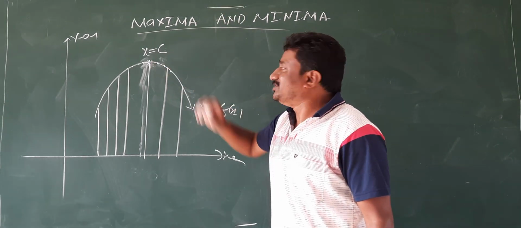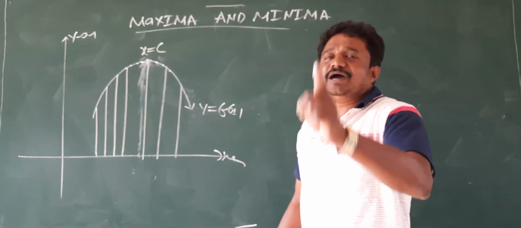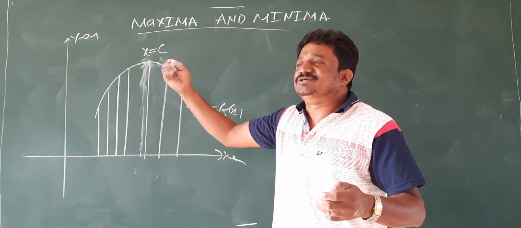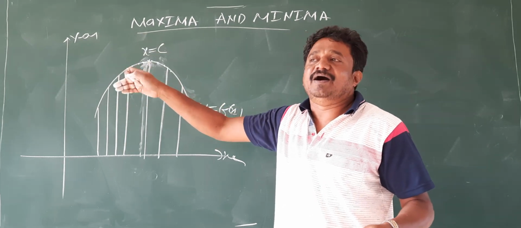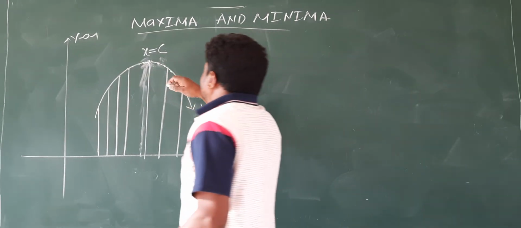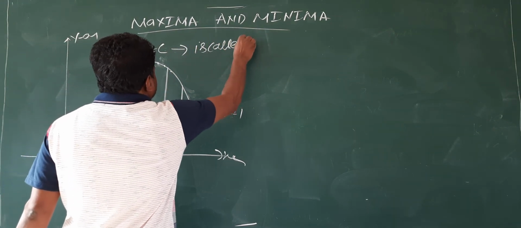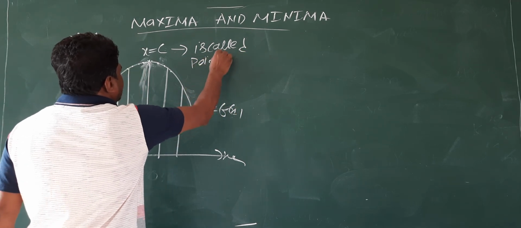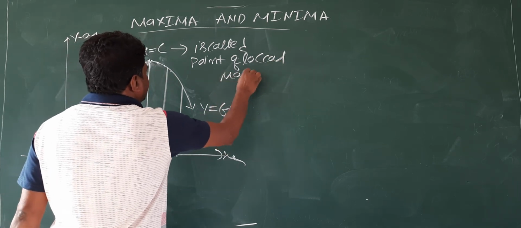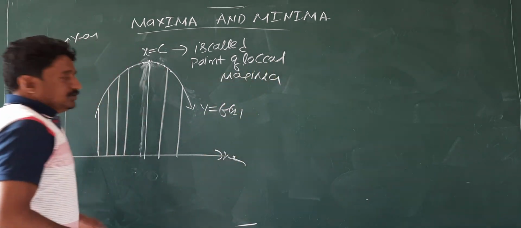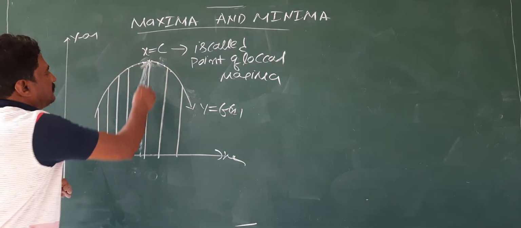Therefore, the point x is equal to c must be called a maximum point or local maximum point. You call it maxima, or point of maxima, or point of local maxima. This point is called the point of local maxima.